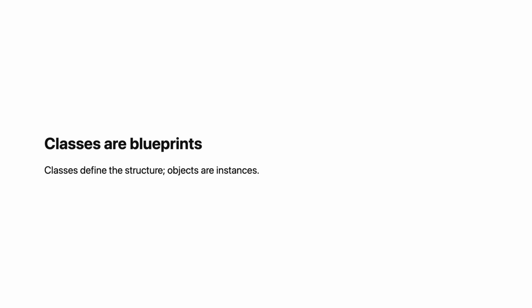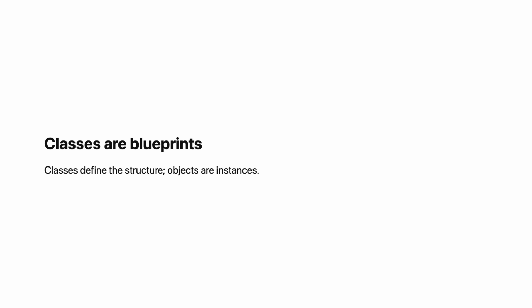An object is an instance of a class. You use the class to create actual persons. Alice, age 30. Bob, age 25. Each is an object. Each follows the Person blueprint. Classes let you model concepts from your domain. Users, products, orders, each becomes a class. Each instance is a specific user, product, or order.